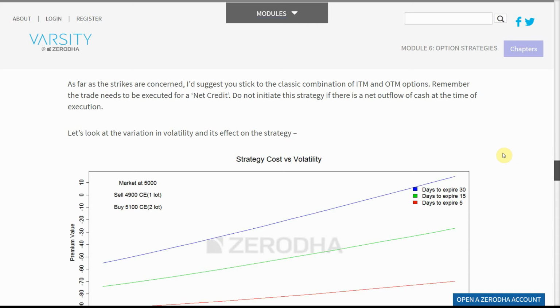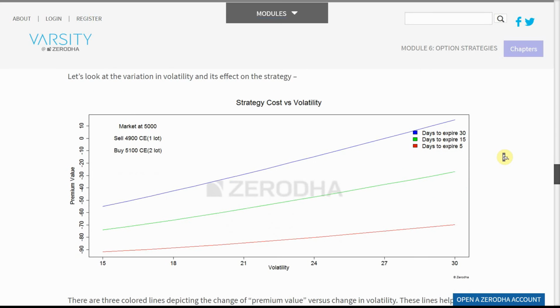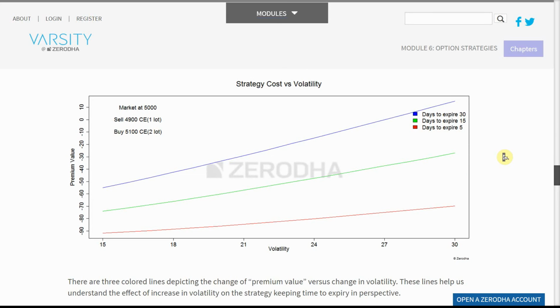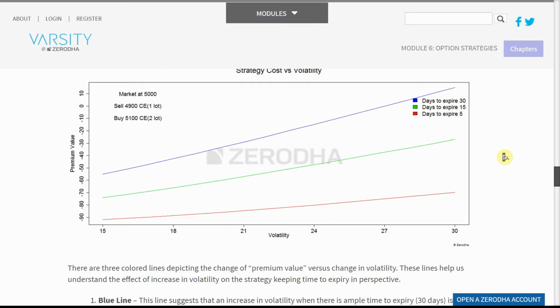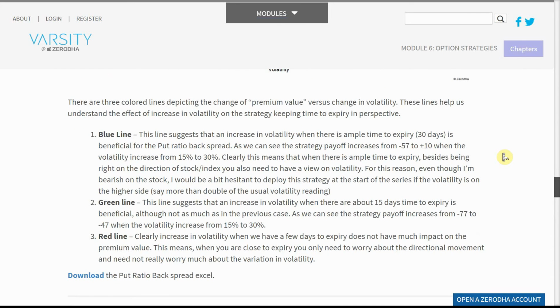Let's look at the variation in volatility and its effect on the strategy. There are 3 colored lines depicting the change of premium value versus change in volatility. These lines help us understand the effect of increase in volatility on the strategy, keeping time to expiry in perspective. Blue line. This line suggests that an increase in volatility when there is ample time to expiry, 30 days, is beneficial for the put ratio back spread.